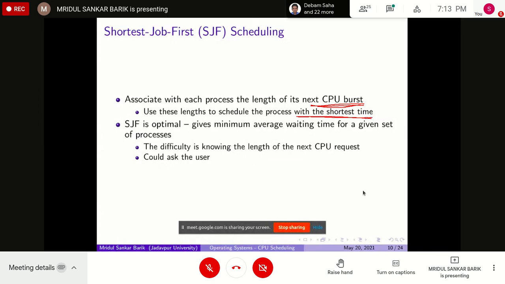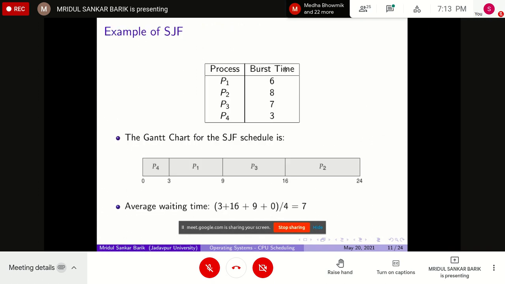So we will look into how SJF or a variant of SJF can be implemented using some approximation strategy. But before that, let's look into an example of shortest job first scheduling.